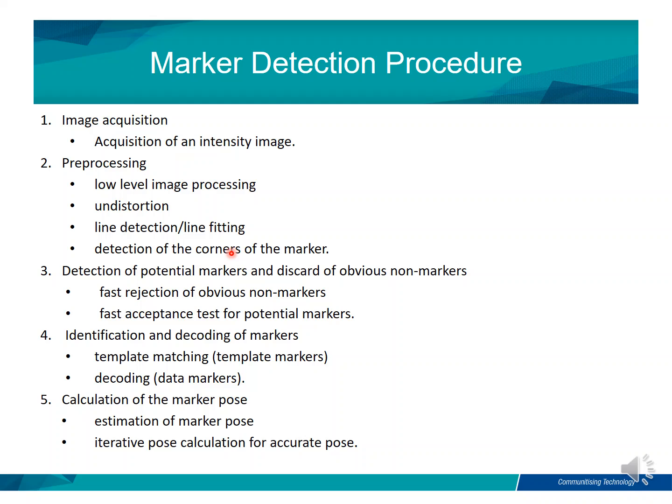Then step number 3 is the detection of potential markers, where we discard obvious non-markers. In this step, the method performs fast rejection of obvious non-markers. Anything that does not belong to the markers will be directly rejected. It also performs a fast acceptance test for potential markers, so it detects whether this is a marker or non-marker. If non-marker, it is directly rejected, and if it is a marker, it is accepted.